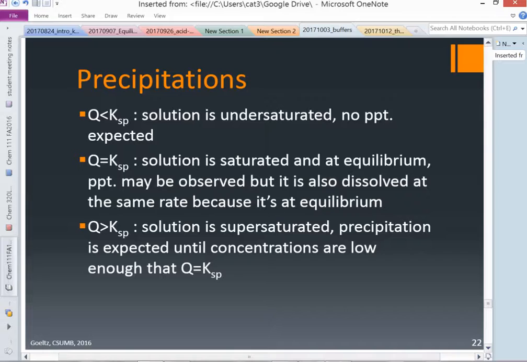Questions? Thoughts? Keywords: undersaturated, saturated, supersaturated. And the key behaviors are no precipitate, equilibrium, I guess, and precipitation expected.